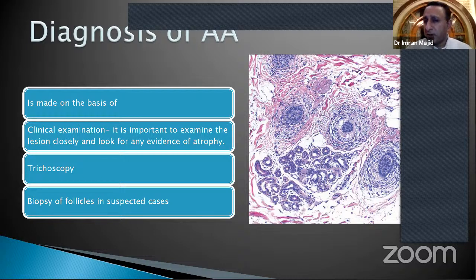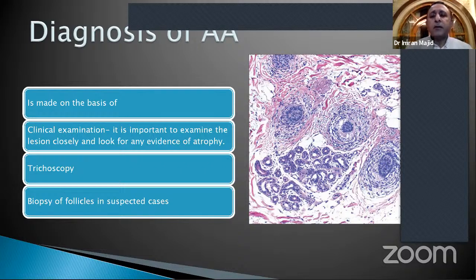Trichoscopy is of great help in the diagnosis of alopecia areata. And if you have a doubt, especially in cases with alopecia areata incognita or diffuse variant of alopecia areata, you can take a biopsy of the follicles. And this is a histopathological picture of a typical alopecia areata hair follicle. And this picture is known as swarm of bees appearance. That would mean that there are a lot of inflammatory cells, especially lymphocytes, around the hair follicle in the center.